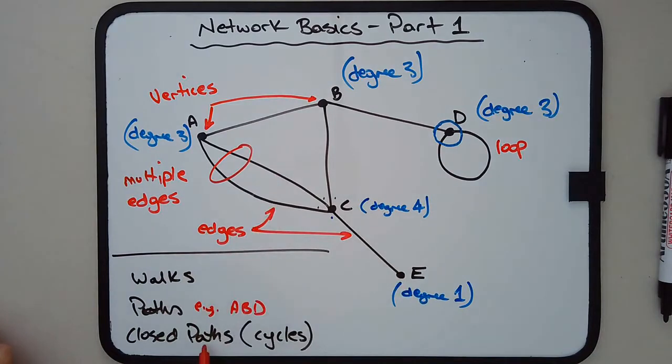That's called a closed path. So a closed path is a path that starts and ends with the same vertex. A regular path, for example A, B, D, has different start and end vertices, starting at A and ending at D. A closed path, however, starts and ends at the same vertex with no edges or other vertices repeated.